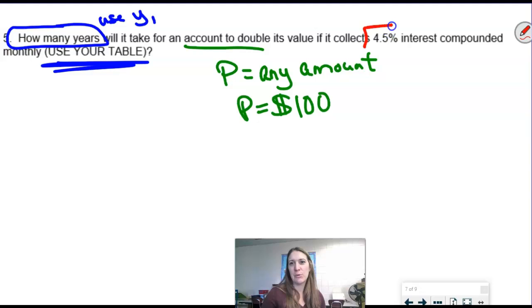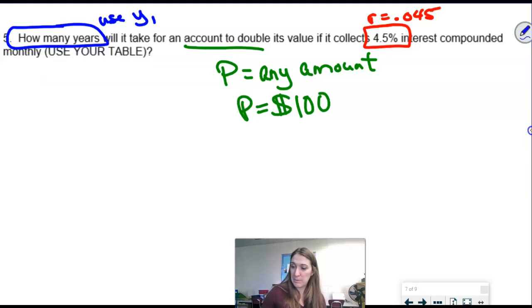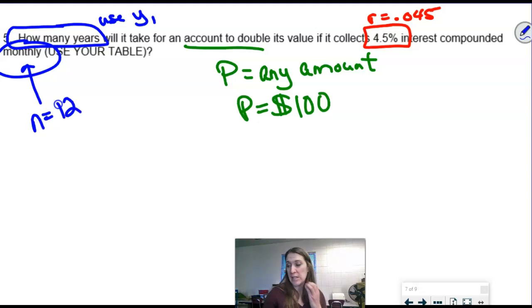So we're going to collect 4.5%. So there's your interest rate. If we write it as a decimal, it's 0.045. And then it's compounded. I used the wrong color here. I should have used another color. My bad. It's compounded monthly. So that right there tells us that our N is 12, because 12 months in a year.